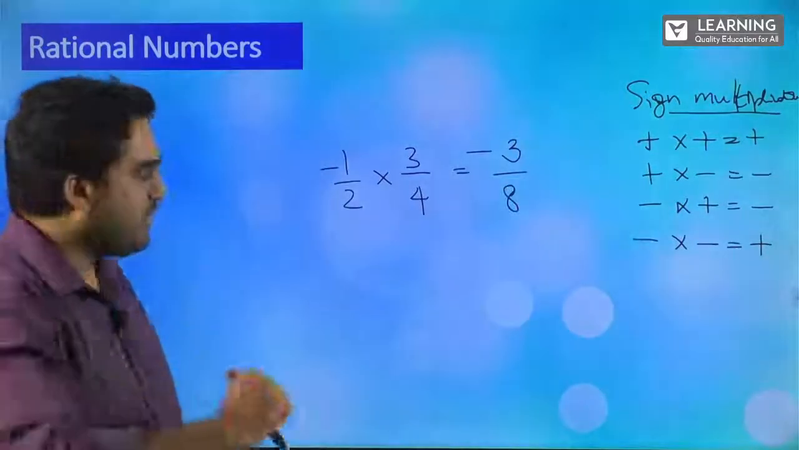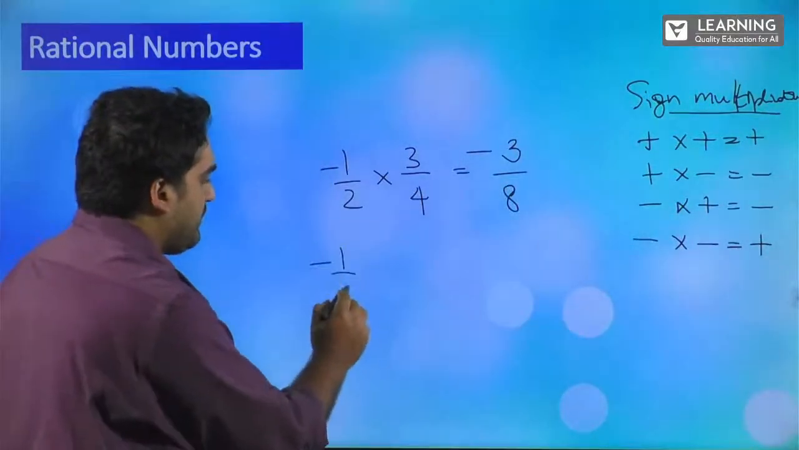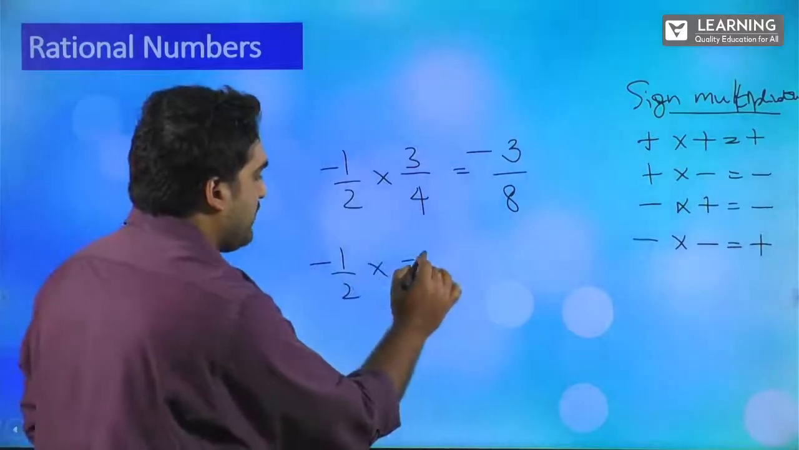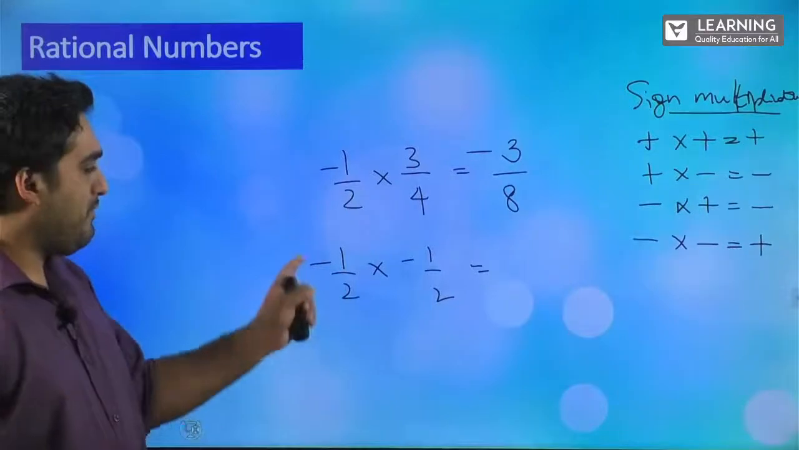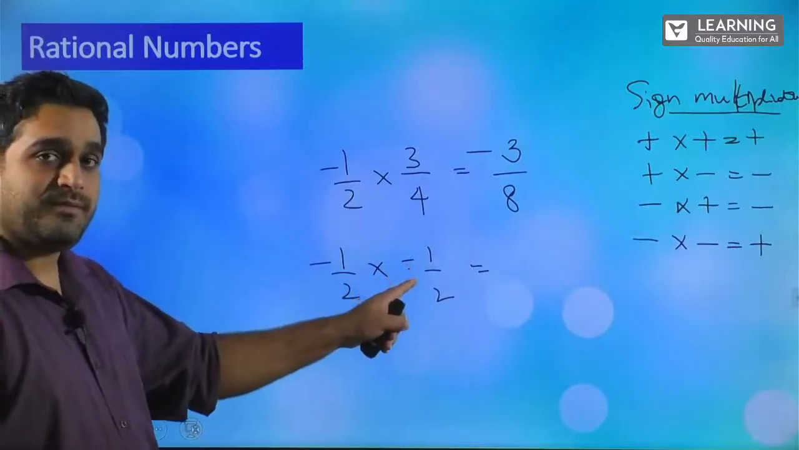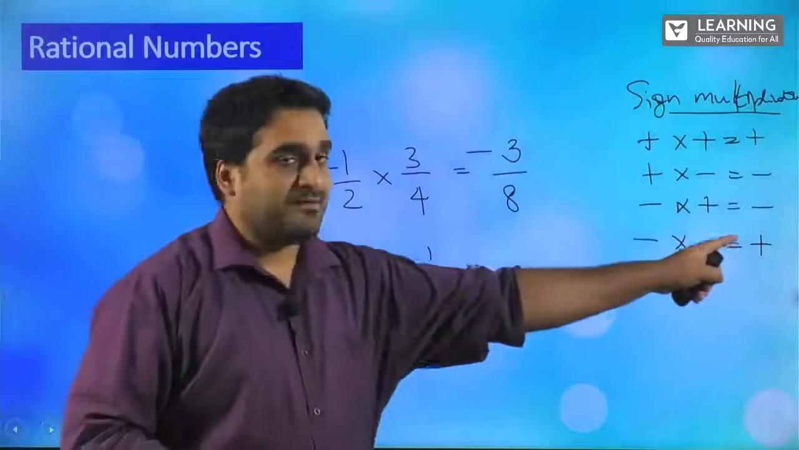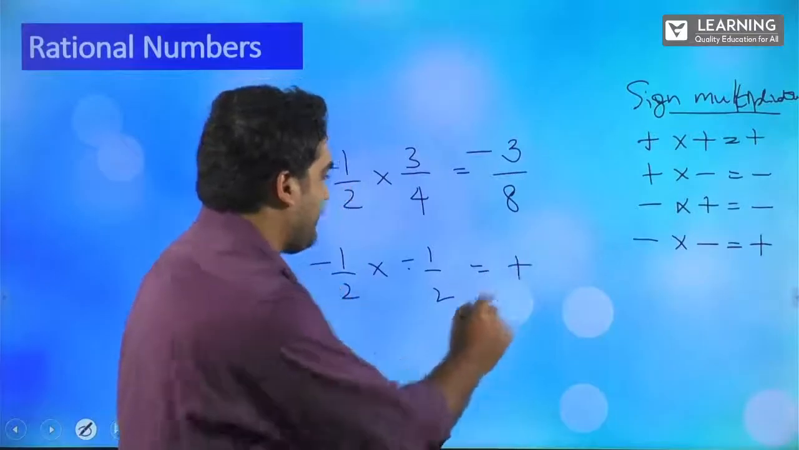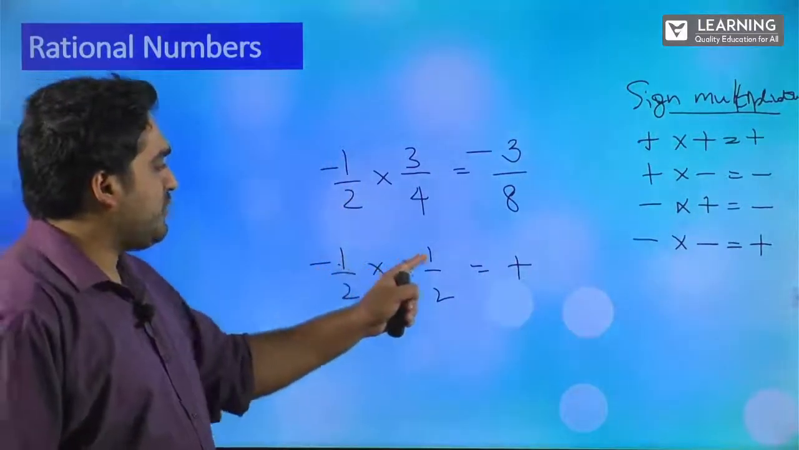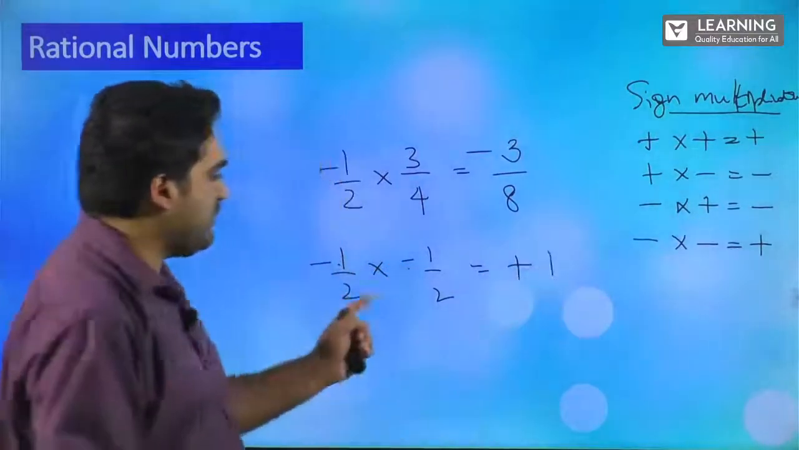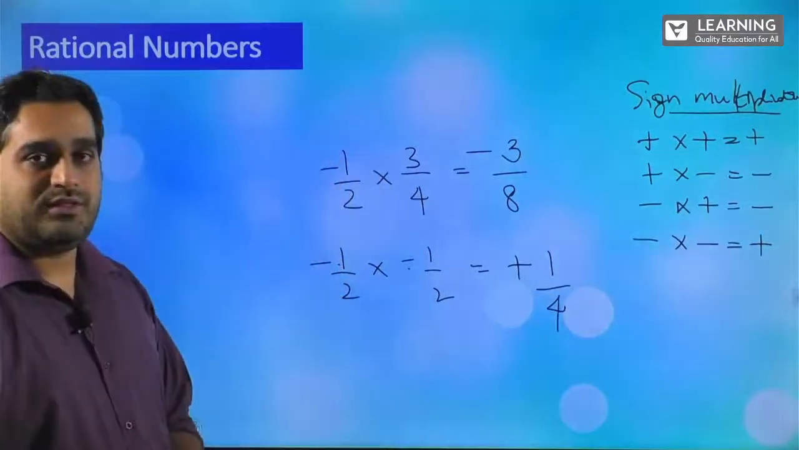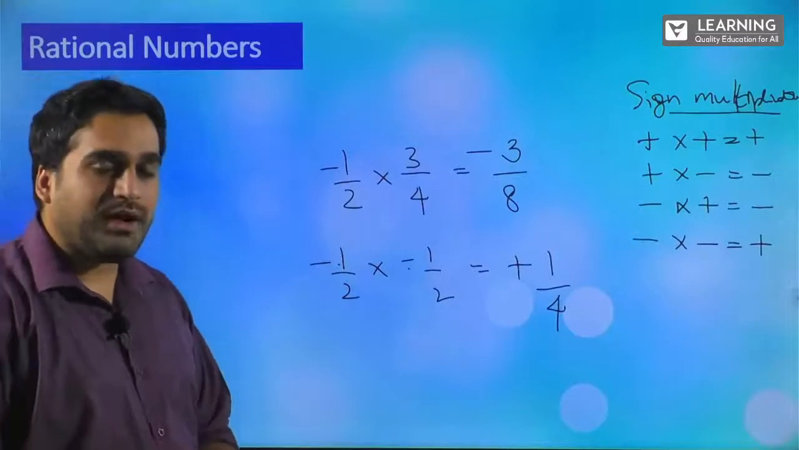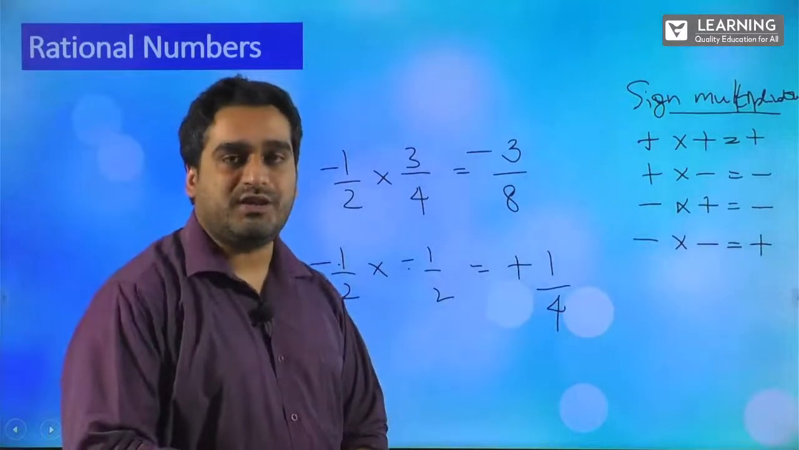One more, we'll try one more. Minus 1 by 2 times minus 1 by 2. Minus into minus is plus. 1 times 1 is 1, 2 times 2 is 4. This is how you multiply two rational numbers.